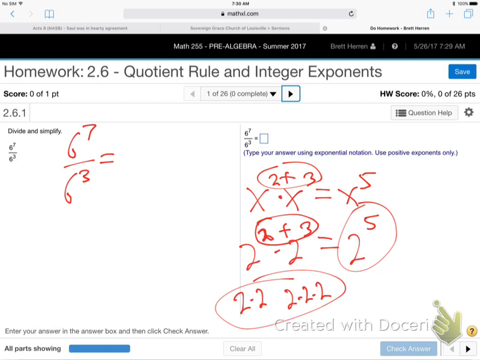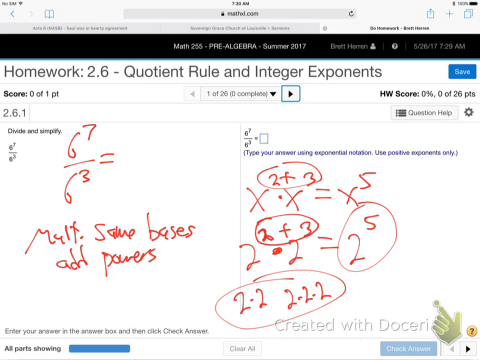So when you're multiplying same bases, add powers. Let me write that. So when you multiply same bases, you add the powers. Okay, so that's multiplying, timesing same bases. You don't actually multiply the bases. You just add the powers. So I bet you can figure it out.